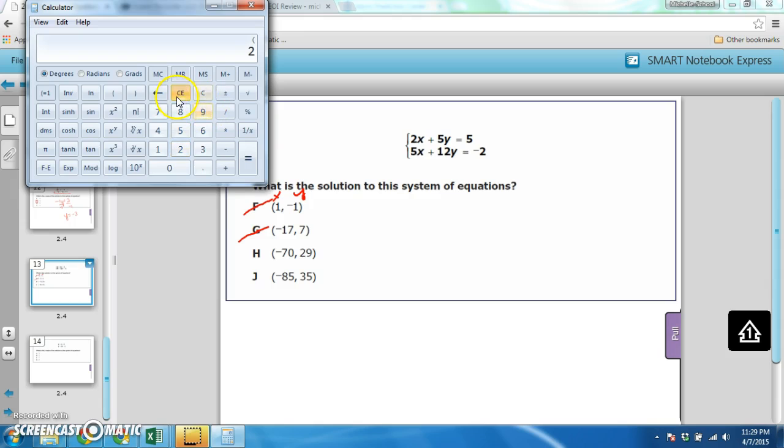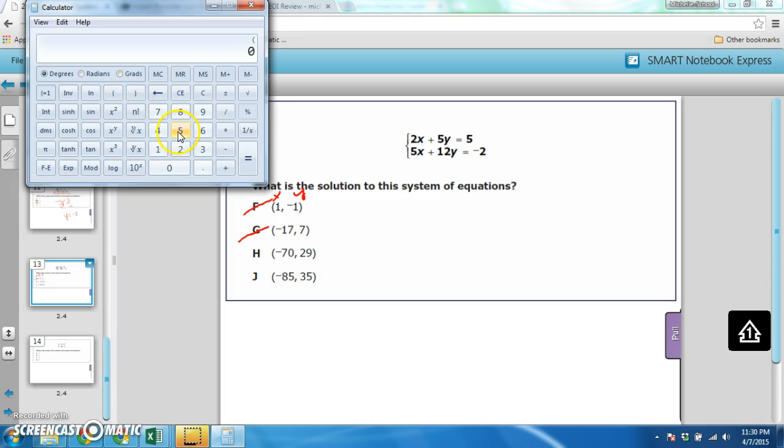2 times negative 70 plus 5 times 29 gets me 5. Surprisingly, that was going to happen. Okay, so it works for this one. Great. I'm not automatically going to choose that as the answer. Let me check the next one.